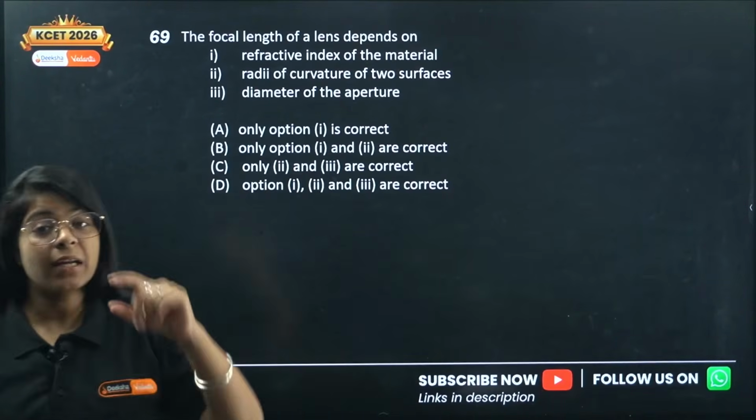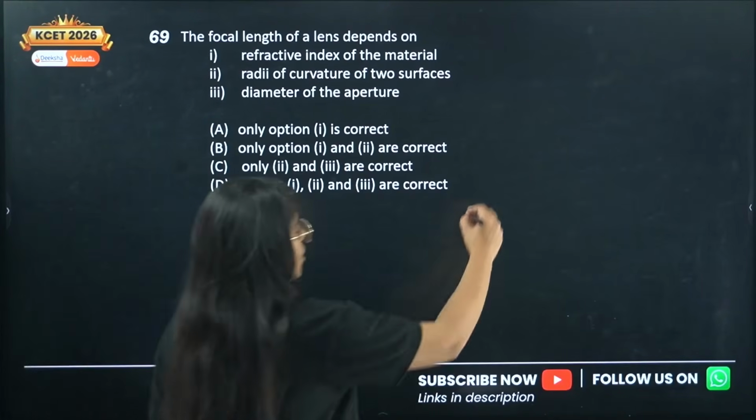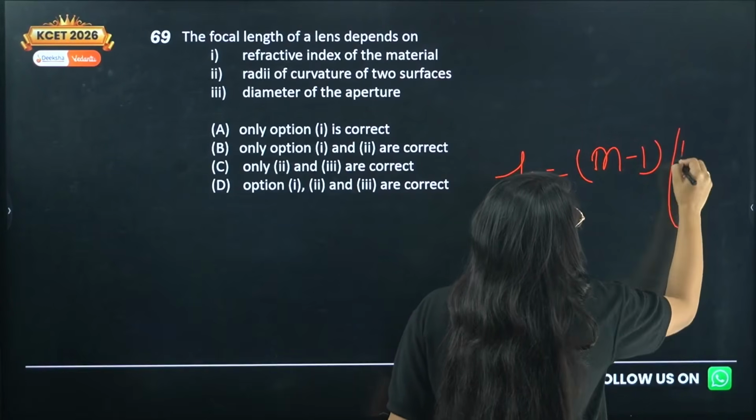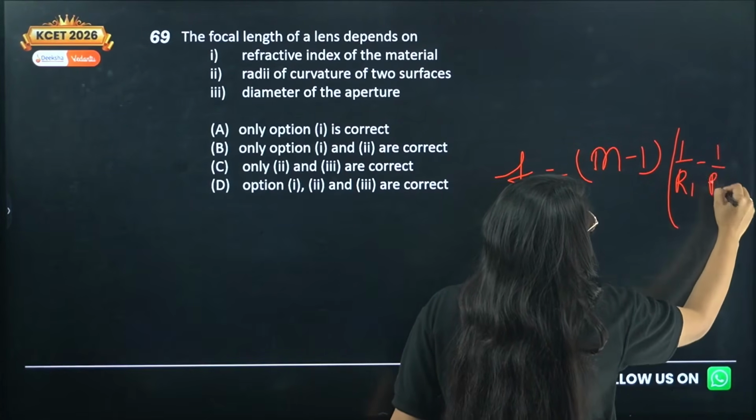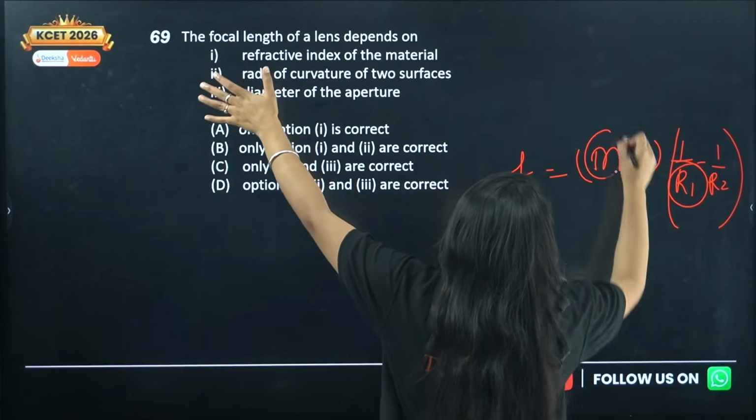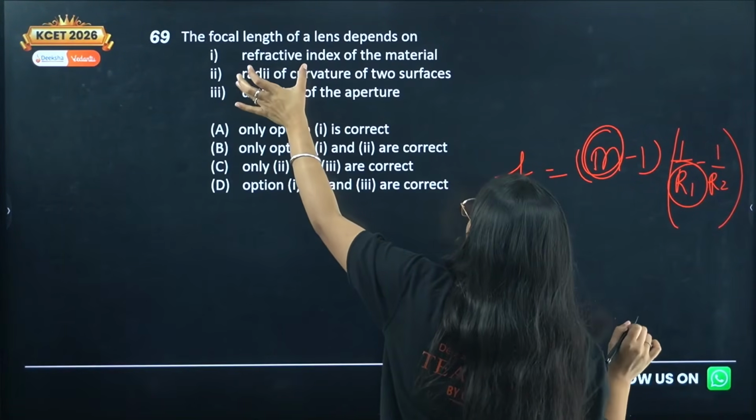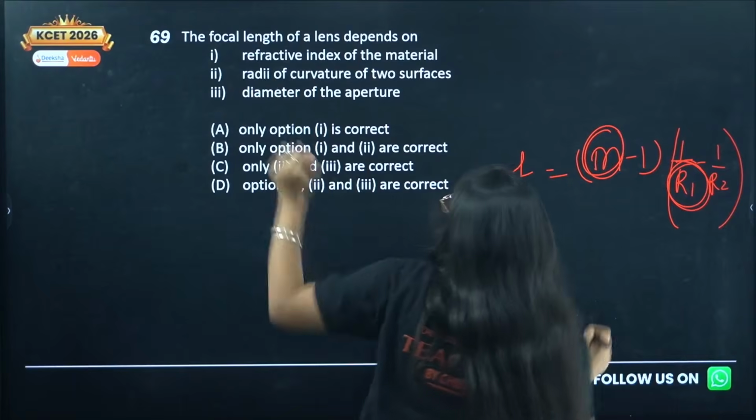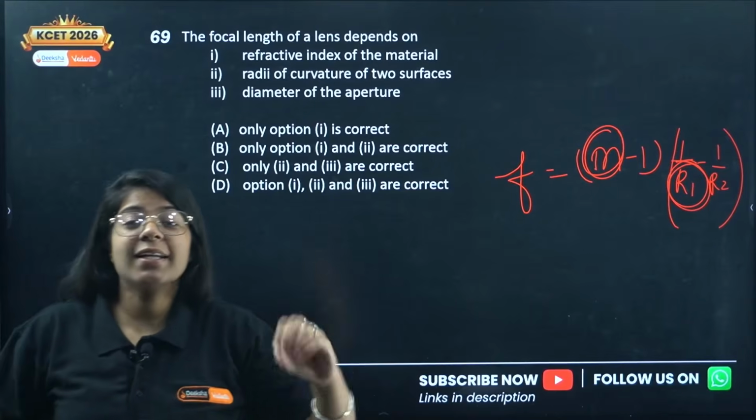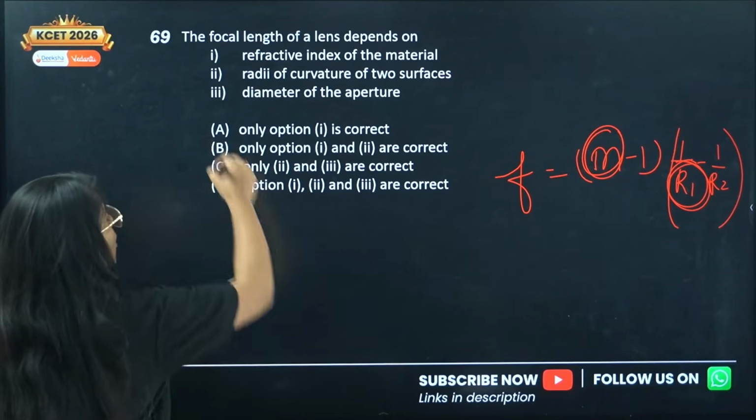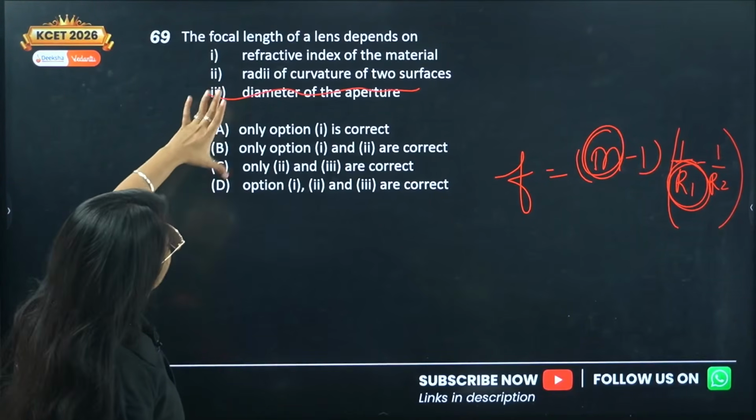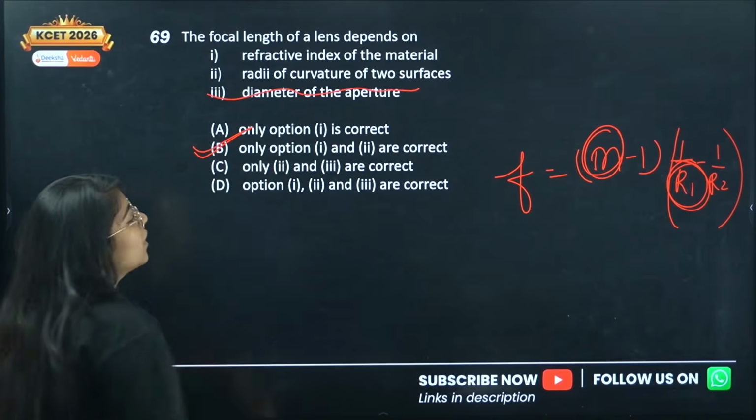Now, again, for this you need to know the formula. The formula for focal length is (n minus 1)(1 by r1 minus 1 by r2). So it definitely depends on the refractive index of the material, that is this one. It definitely depends on the radii of curvature, that is this one. But we cannot see any term related to the diameter of the aperture. So the correct option is that it does not depend on the diameter of the aperture. So the correct option is that it depends on 1 and 2. Only options 1 and 2, that is our B option.